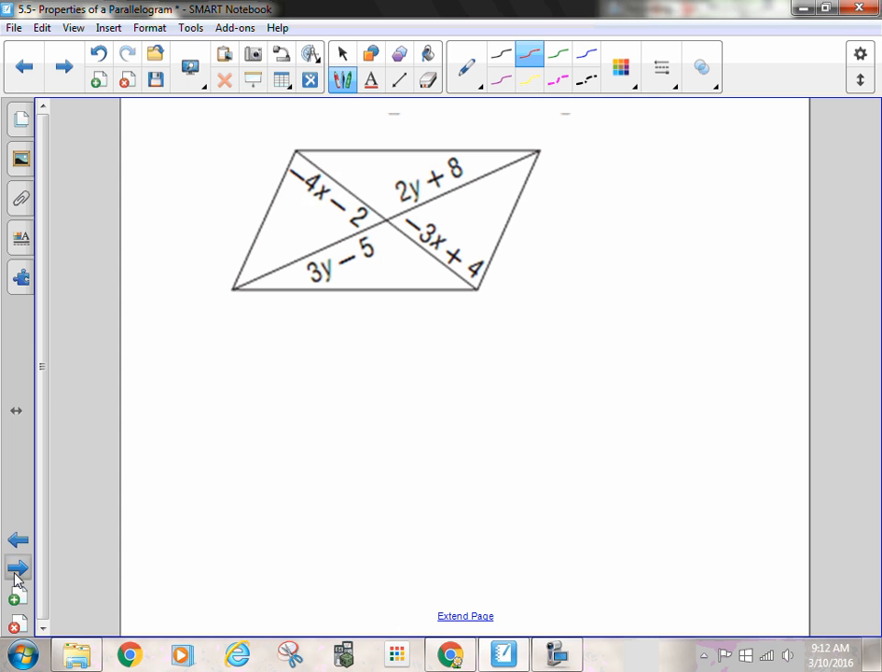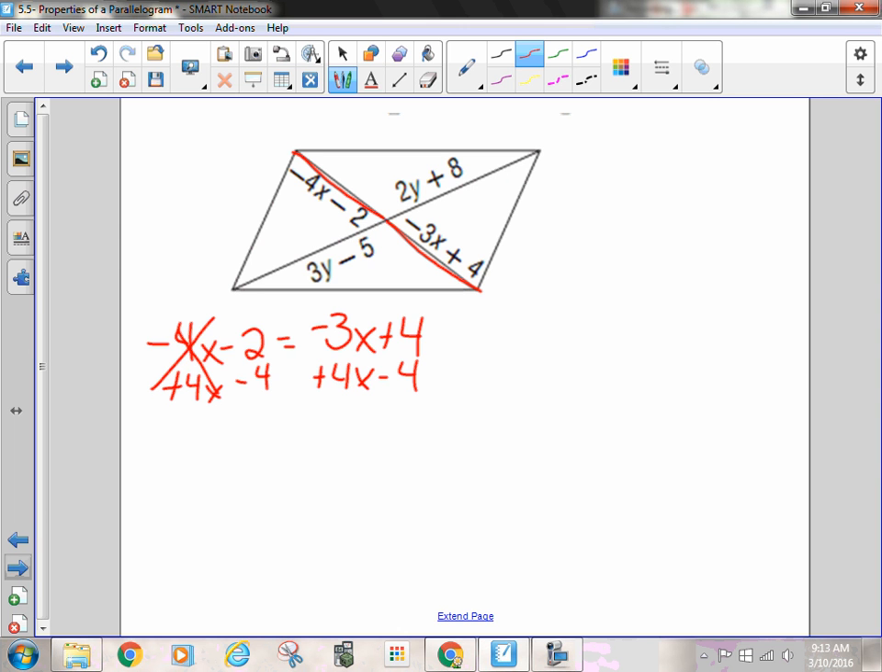All right, this picture here is going to have us use our diagonals and the fact that our diagonals bisect each other. So I'm going to solve for x first. So my diagonals bisect each other, so this portion is congruent to this portion. So I can set them equal to each other, and I can solve for x. So I'm going to add 4x to both sides, and I'm going to minus 4 to both sides. So I get negative 6 equals x.